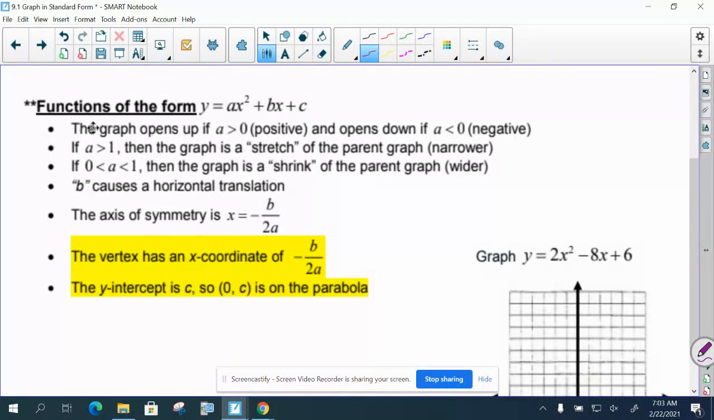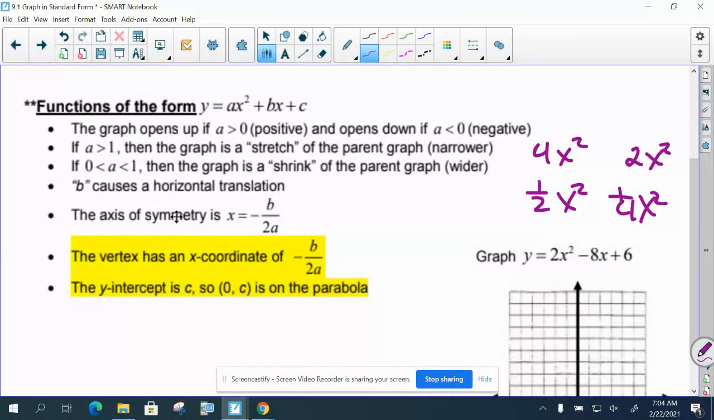Here, just once again, this kind of tells what you already know. Graph opens up if A is positive, opens down if A is negative. If A is greater than 1, then the graph is stretched. So remember how if you had 4x squared, that was steeper than, say, 2x squared. And then if you had 1/2 x squared, that was steeper than 1/4 x squared. 1/4 x squared was very wide. And then if A is between 0 and 1, then the graph shrinks. So it gets wider.